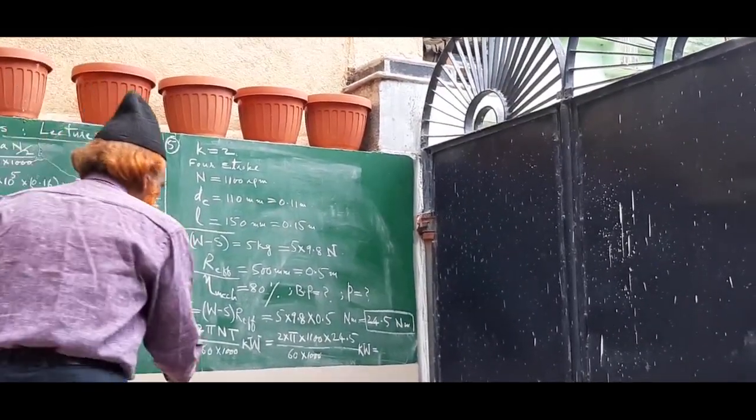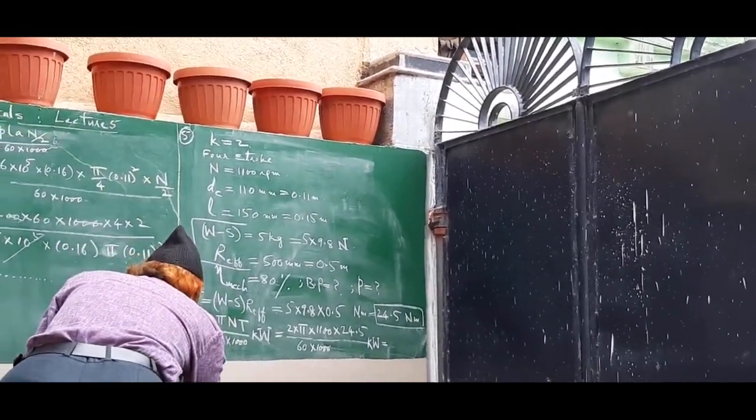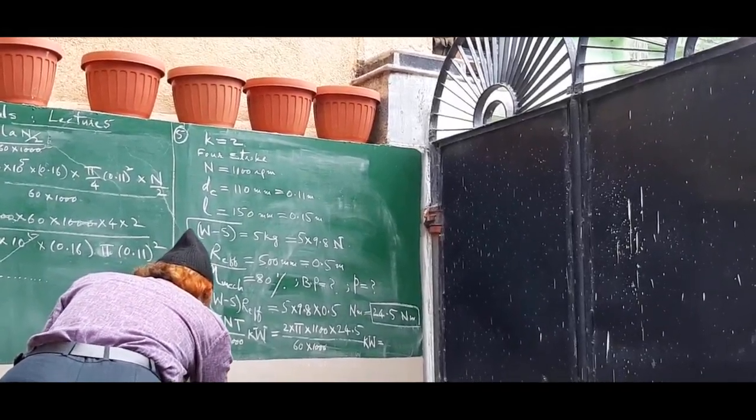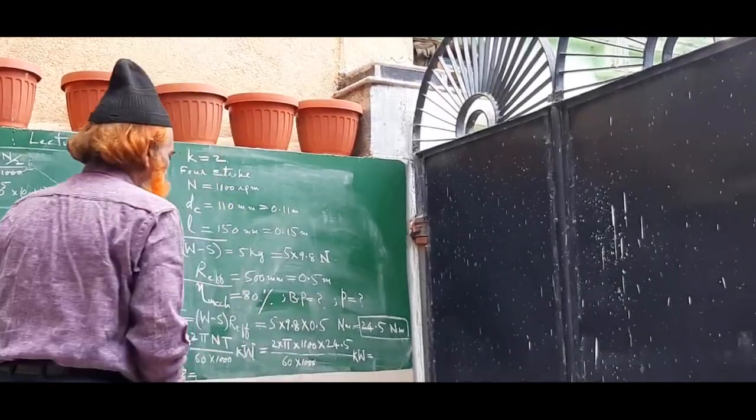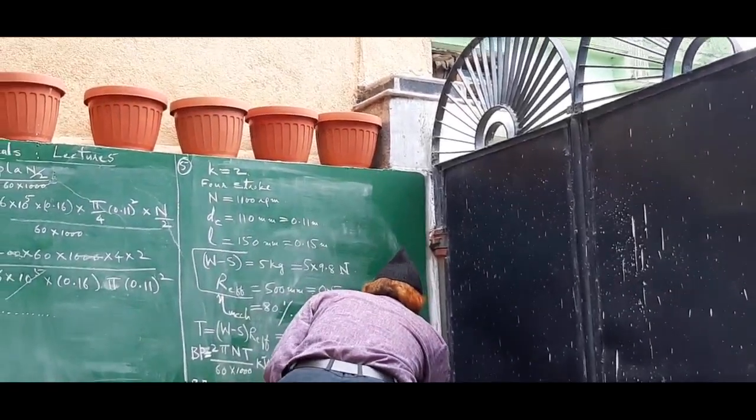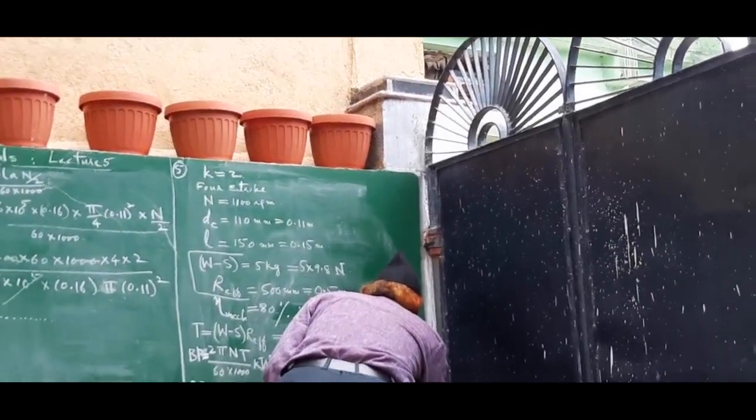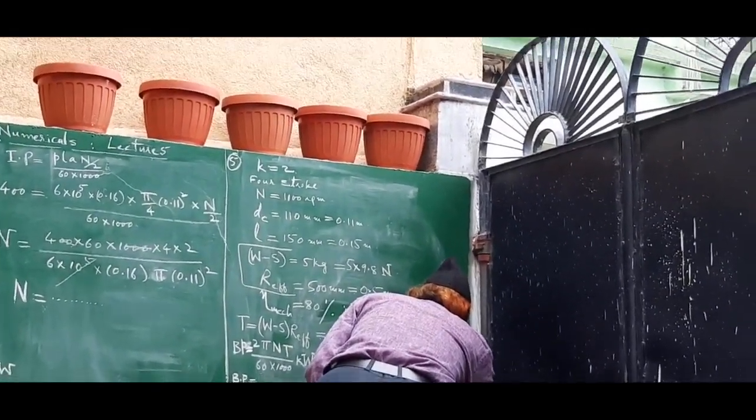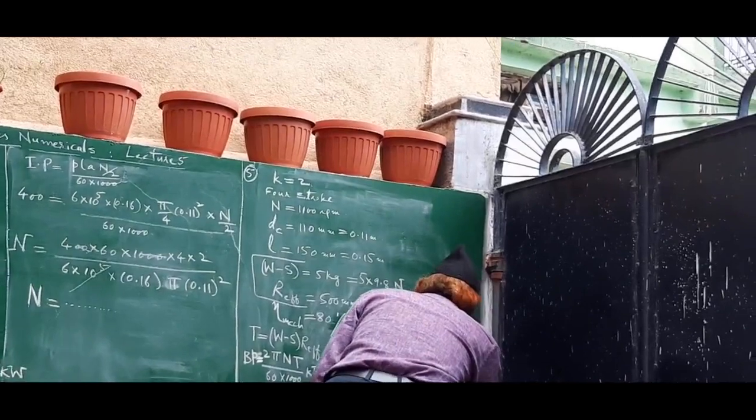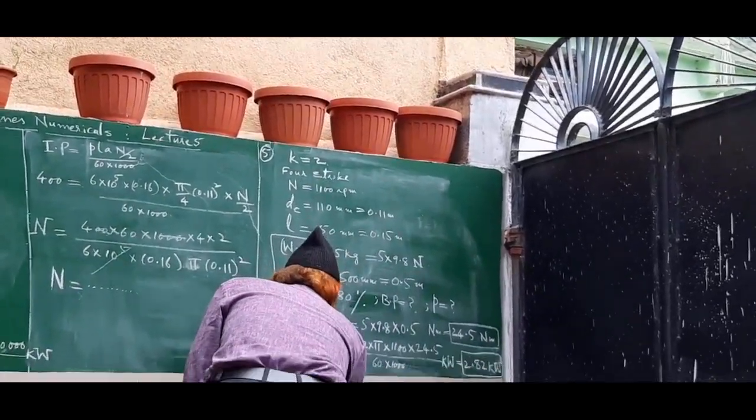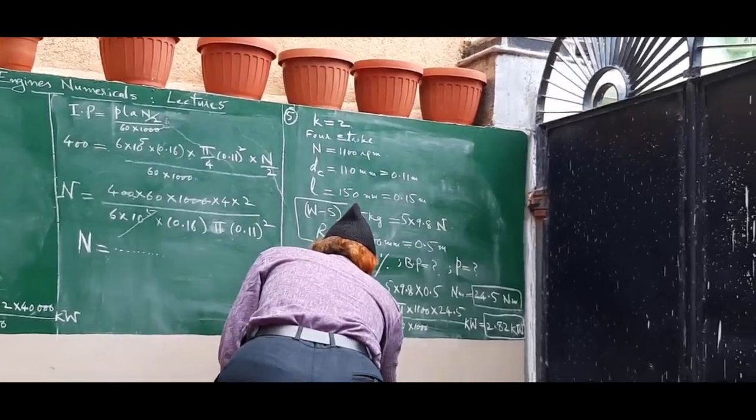Therefore, BP is equal to 2.82 kilowatt. Okay. 2.82 kilowatt. This is what BP you got. BP is 2.82 kilowatt.